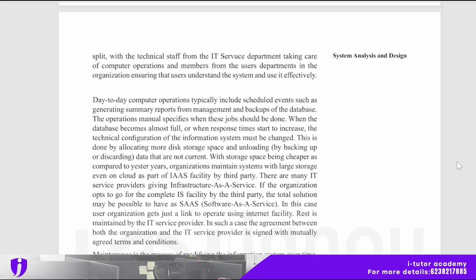Day-to-day computer operation typically includes scheduled events such as generating summary reports for management and backups of the database. The operations manual specifies when these jobs should be done. When the database becomes almost full, or when response times start to increase, the technical configuration of the information system must be changed. This is done by allocating more disk storage space and unloading by backup or discarding data that are not current.